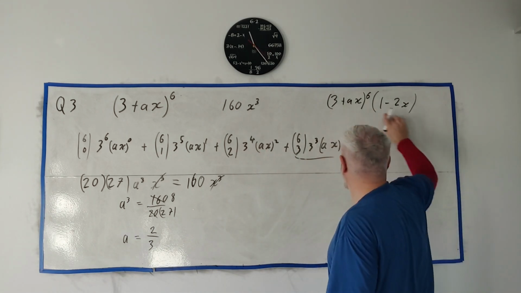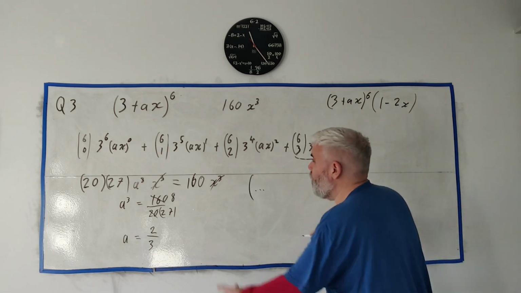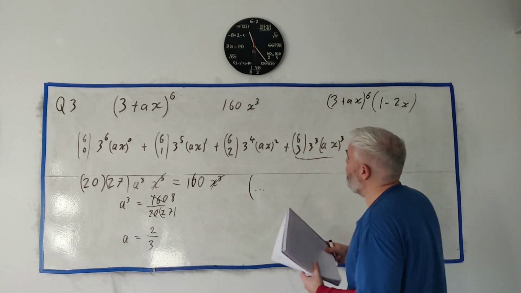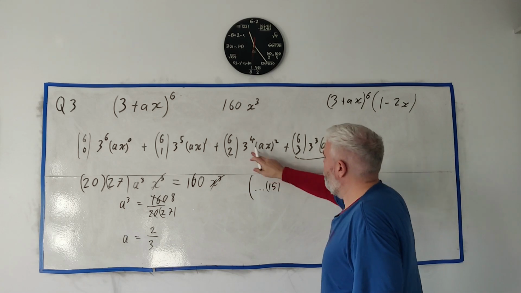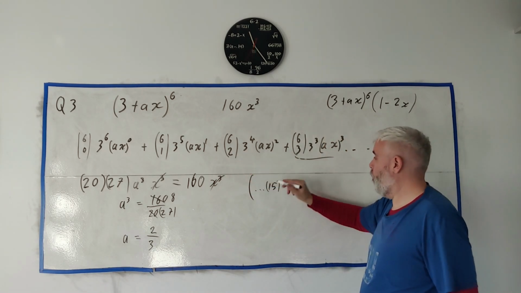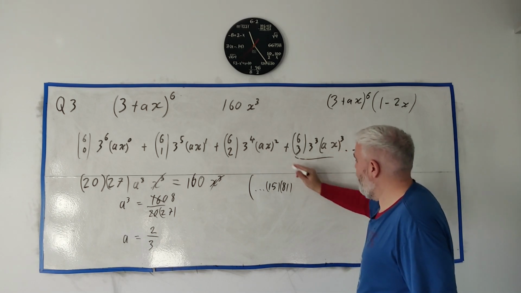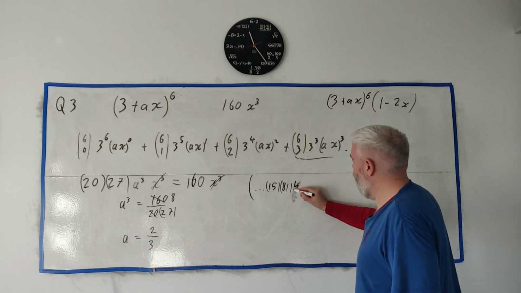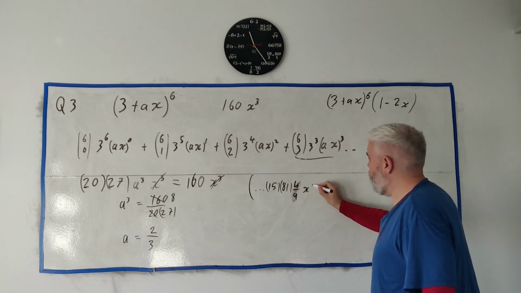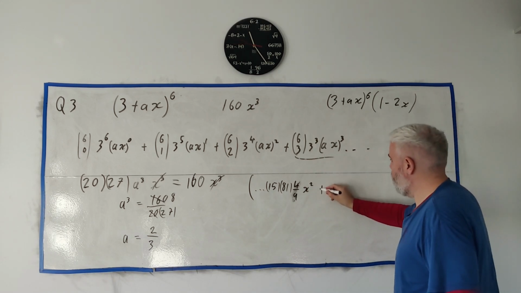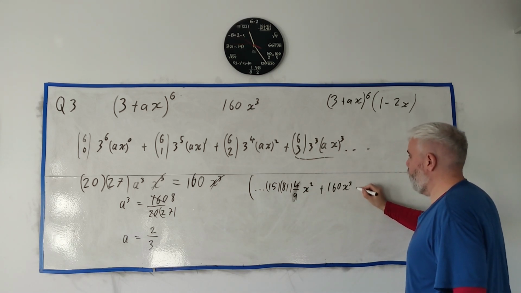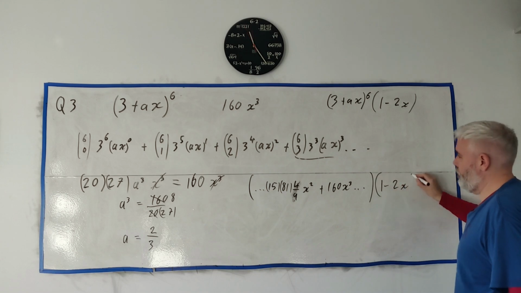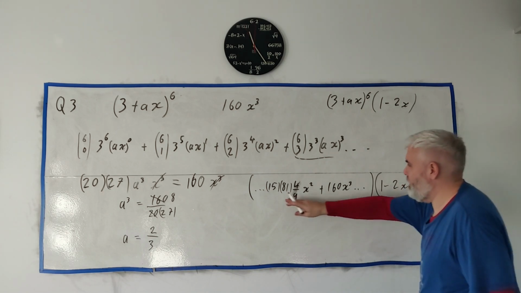So to write this line up here again, I'll open the bracket, I'll ignore the first ones. I will need 6 choose 2, which is 15. I'll need 15 multiplied by 3 to the power 4, that's 81. Multiplied by a squared, let's take out a squared, that's 4 over 9, multiplied by x squared. And then this one, which we actually know is 160 x cubed, and then dot dot dot, and this all multiplies by 1 minus 2x.